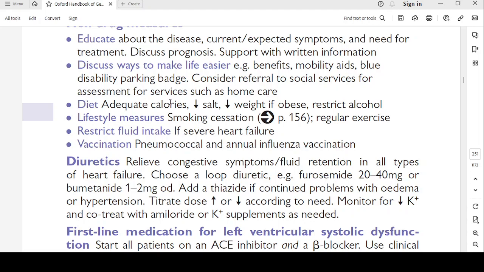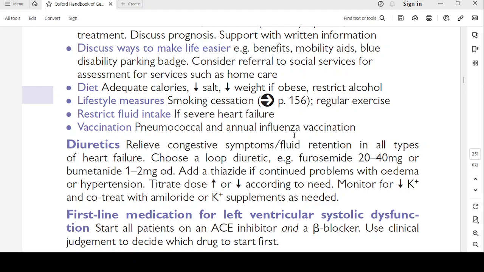Diet: adequate calories, reduce salt, reduce weight if obese, restrict alcohol. Lifestyle measures: smoking cessation, regular exercise, restrict fluid intake if severe heart failure. Vaccination.